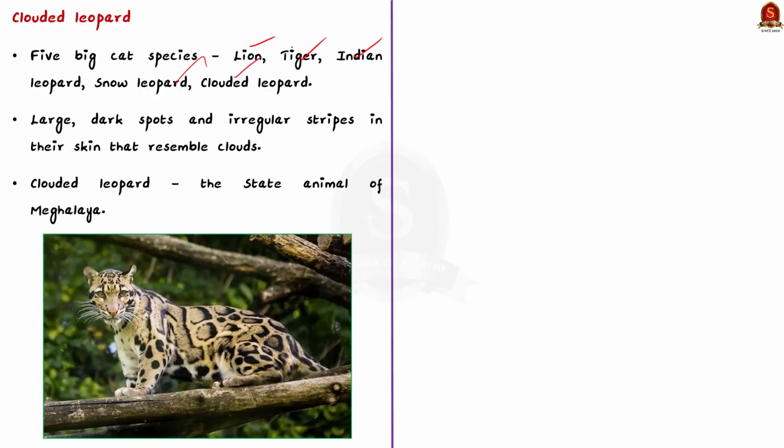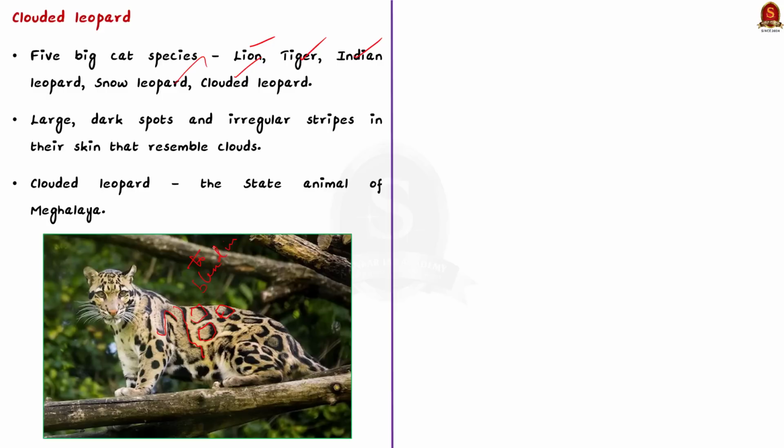The clouded leopards have a unique pattern of large dark spots and irregular stripes on their skin that resembles clouds. And this is how they got their name, clouded leopard. This camouflage skin helps the clouded leopard to blend in with the shadows in the forest. Note that clouded leopard is the state animal of Meghalaya.